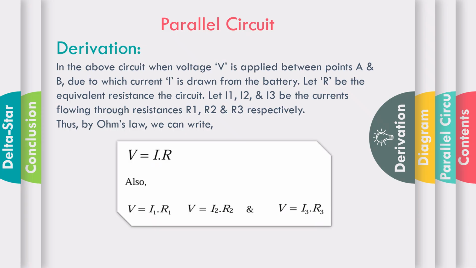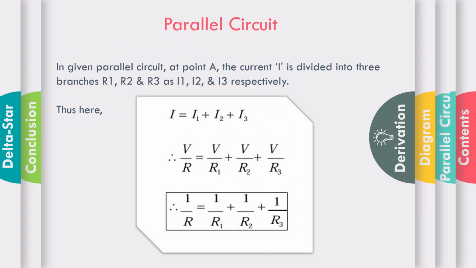Next, we apply KCL at point A. That is, at point A, current is divided into three parts, I1, I2 and I3. We already studied Kirchhoff's current law: the summation of incoming current is equal to the summation of outgoing current. That is, I is equal to I1 plus I2 plus I3.